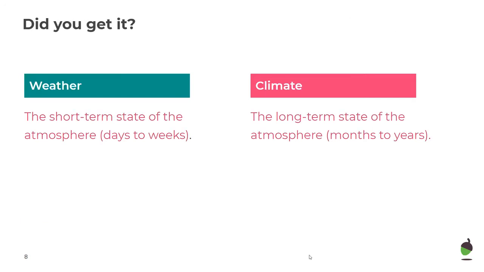So we're now ready to mark your work. Option 1 was weather and option 2 was climate. Make sure that you marked your work using your different coloured pen.